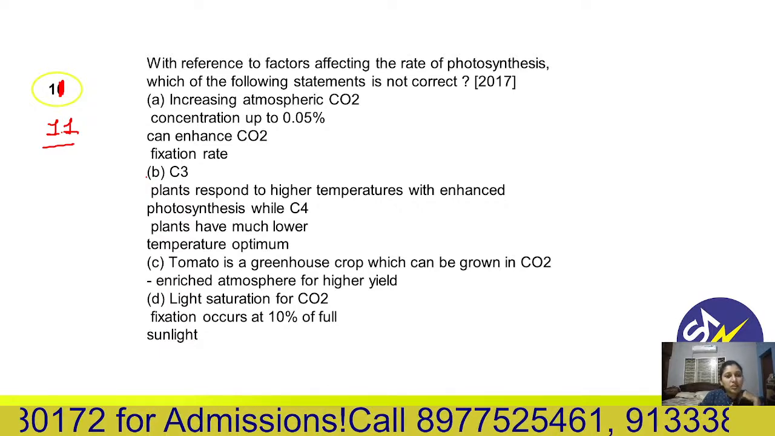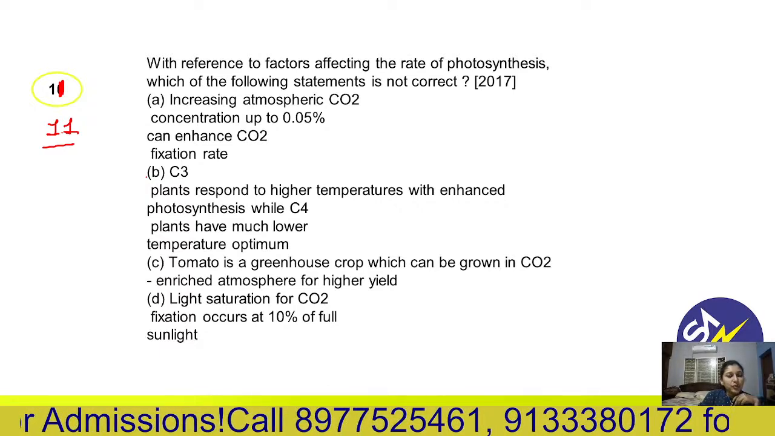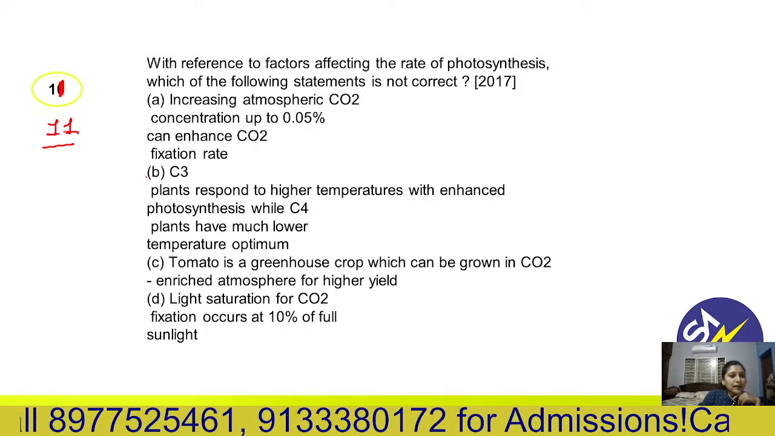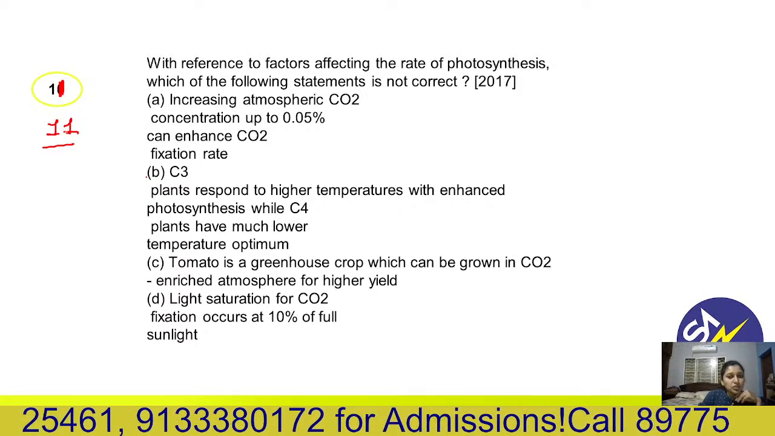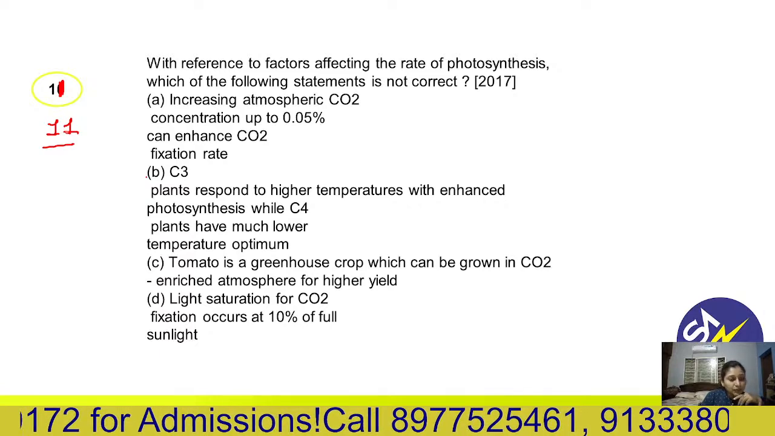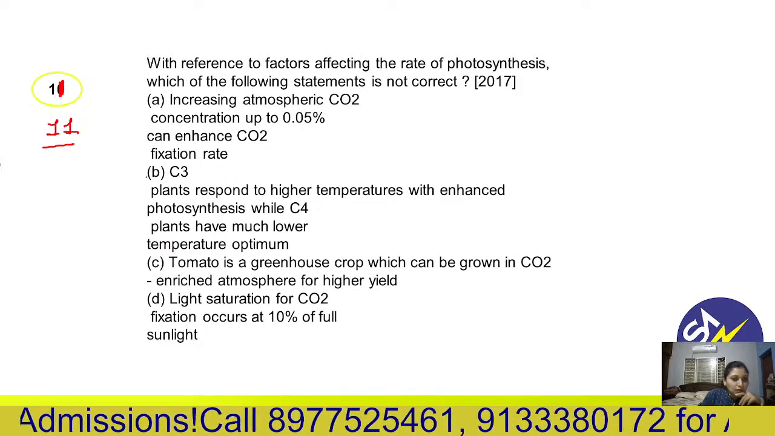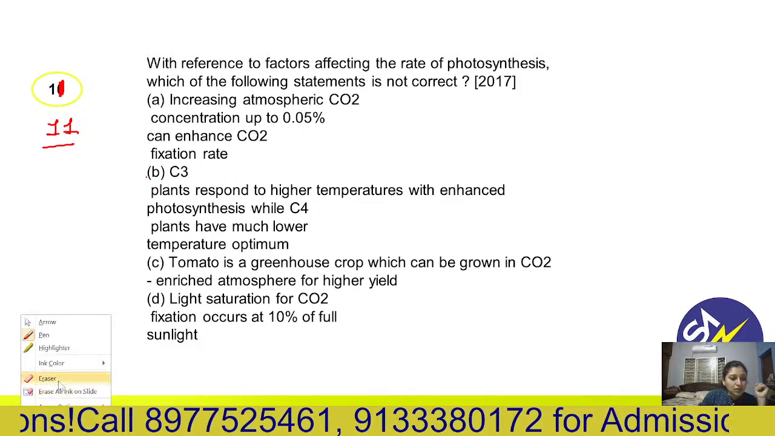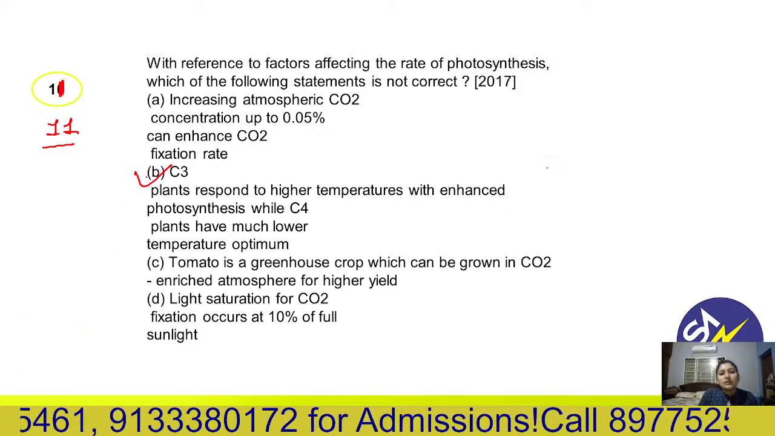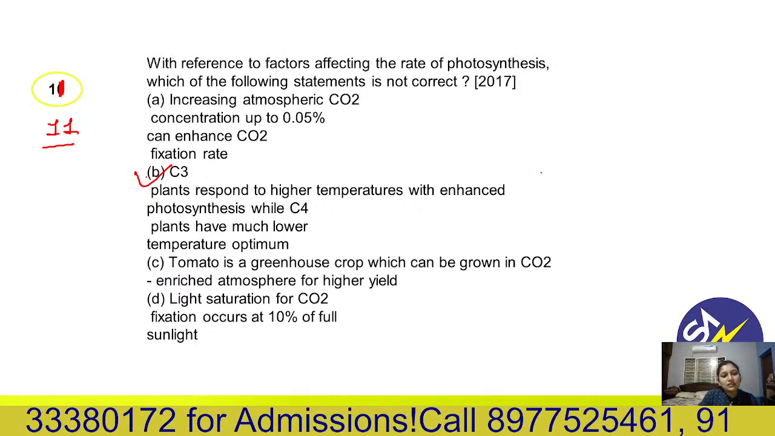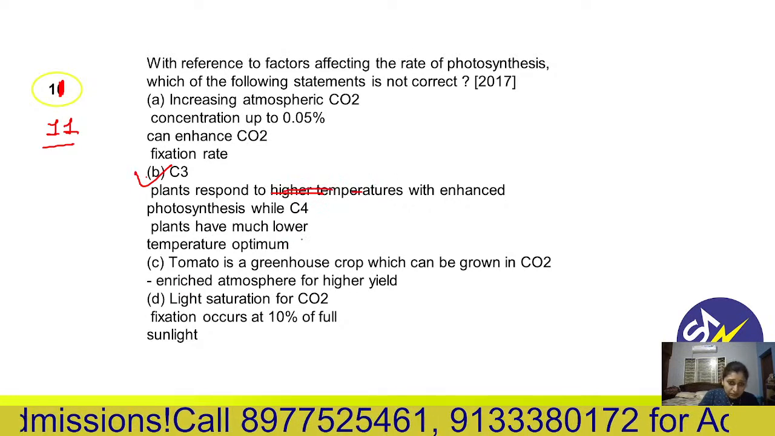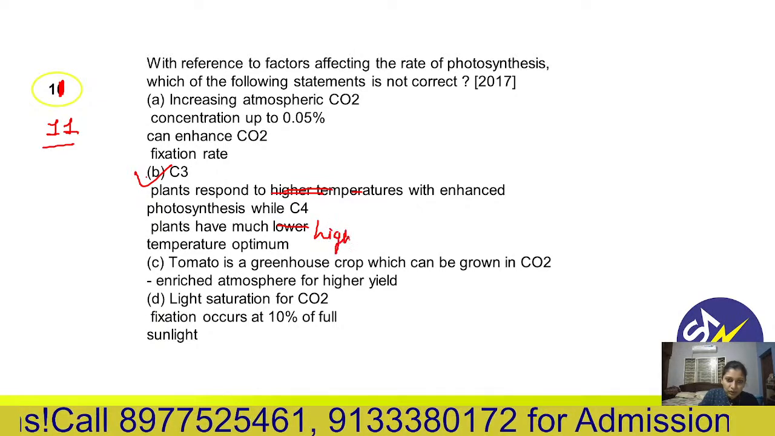Increasing atmospheric carbon dioxide concentration up to 0.05% can enhance the carbon dioxide fixation rate. C3 plants respond to higher temperature with enhanced photosynthesis, while C4 plants have a lower temperature optimum. So we need to find the incorrect option here. The incorrect option is this one. This is vice versa. C3 plants do not have higher temperature optima. C4 plants have higher temperature optima.